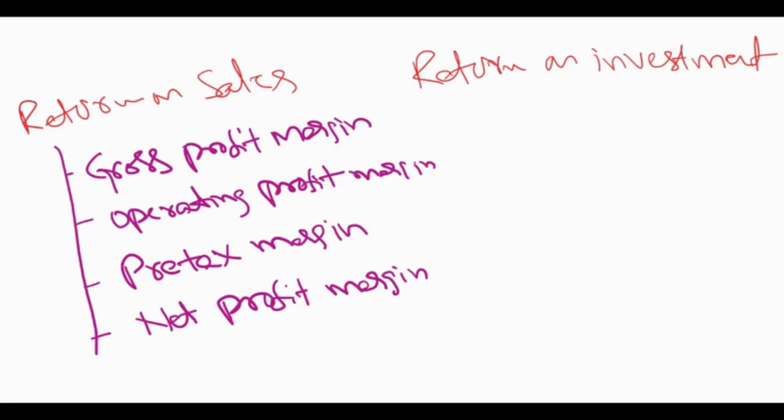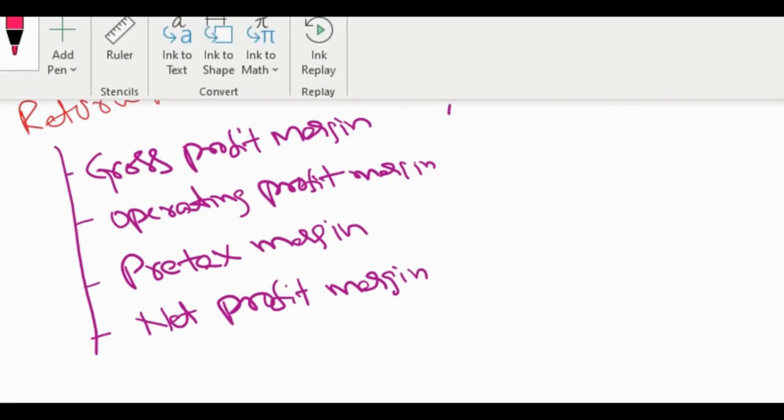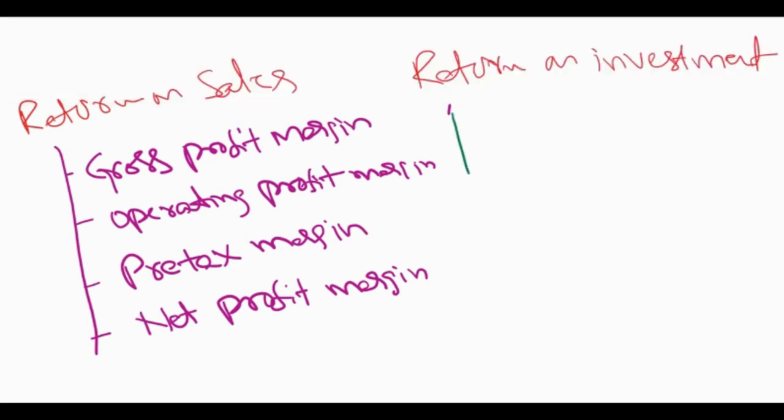Now let us look at what we get on return on investment, right? So what kind of things? It may be return on assets, right? This is one.